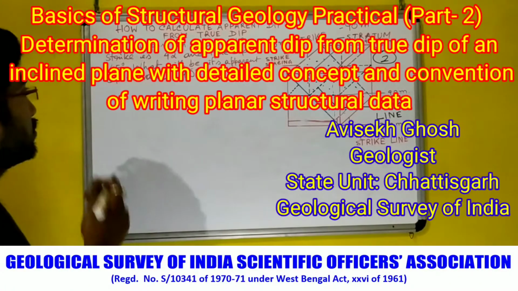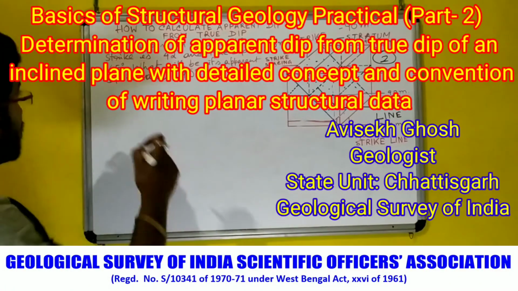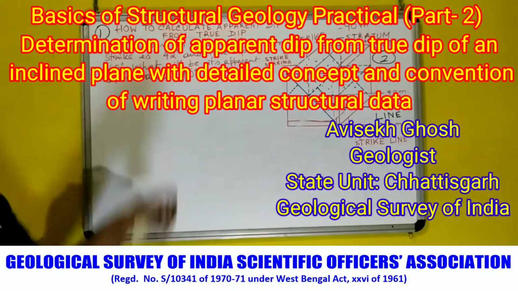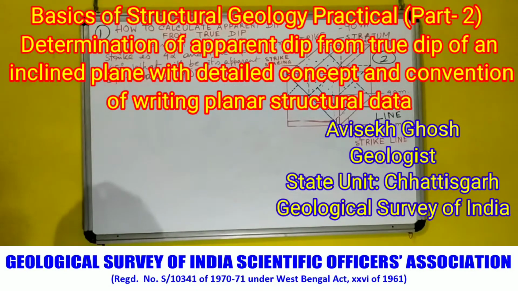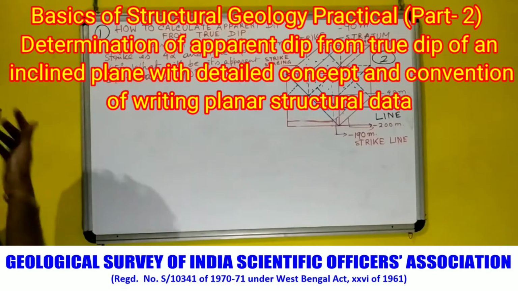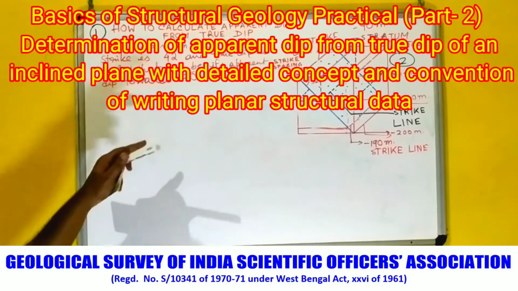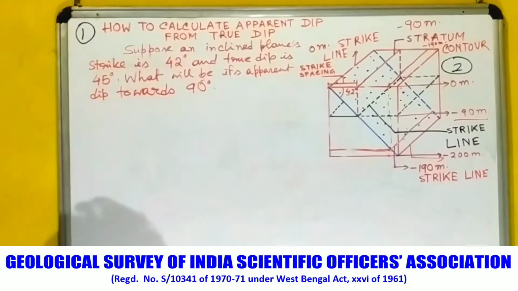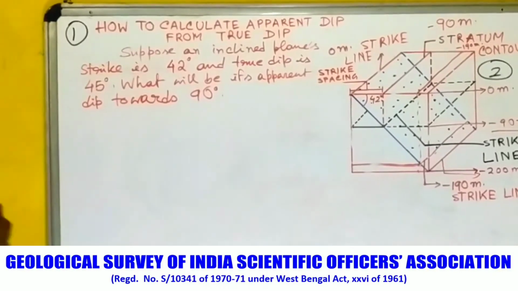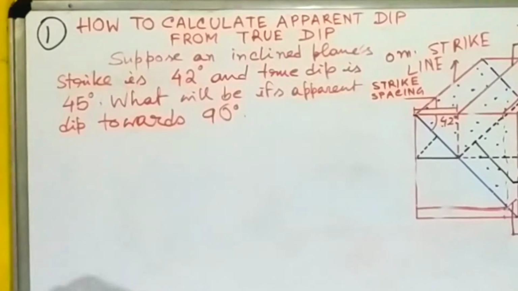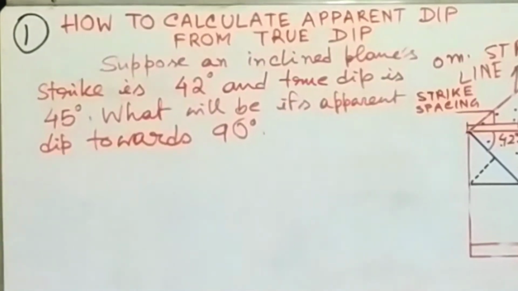Now we are going into the first lesson: how to calculate apparent depth from true depth. Suppose an inclined plane, the problem is this one. Suppose an inclined plane has strike 42 degrees and true dip 45 degrees. What will be its apparent dip towards 90 degrees?